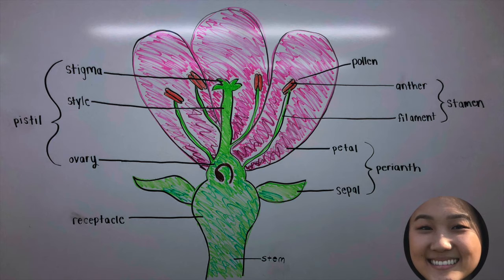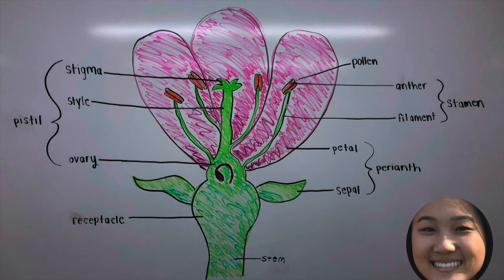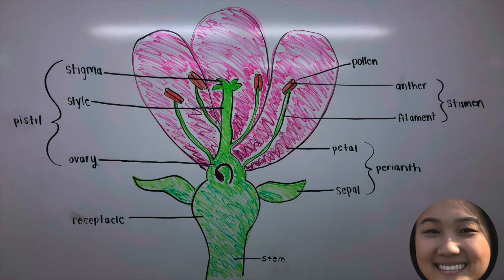The male reproductive structures in a flower are the stamens, which consist of a filament and an anther on top that produces the pollen grains. This is also where male gametes are developed. After fertilization between the male and female structures occurs, the pistil enlarges to become the developing seed.